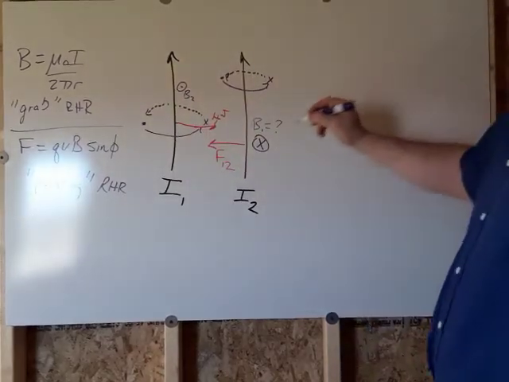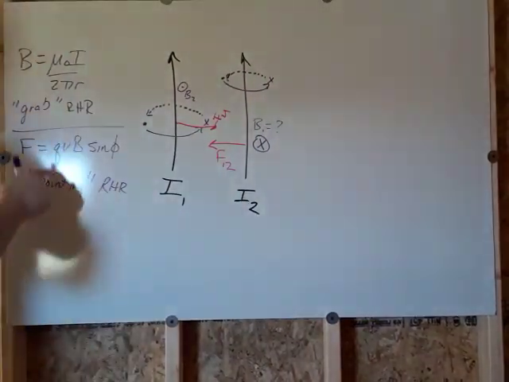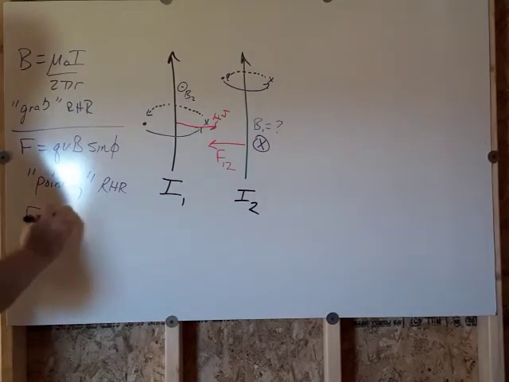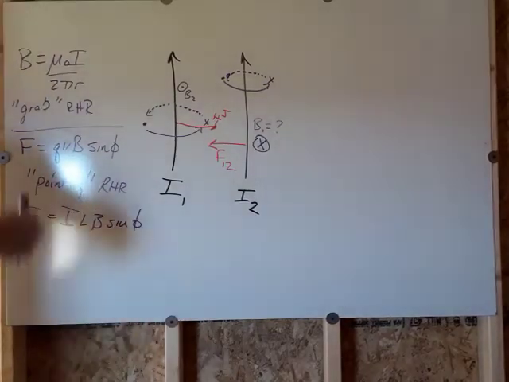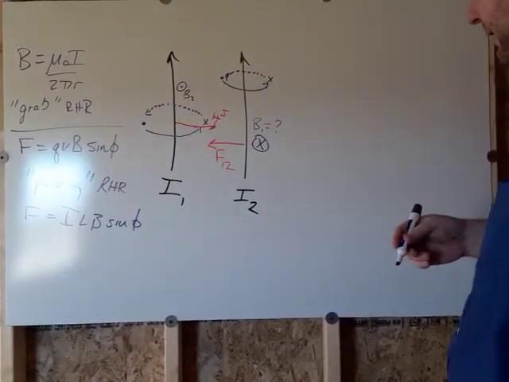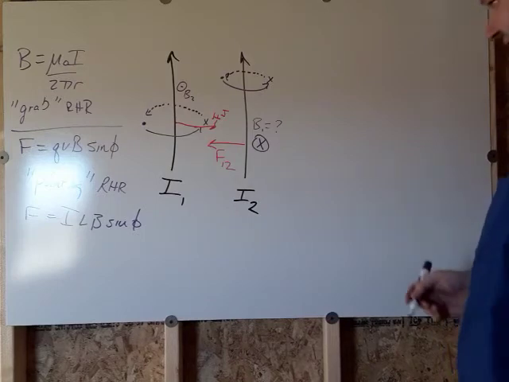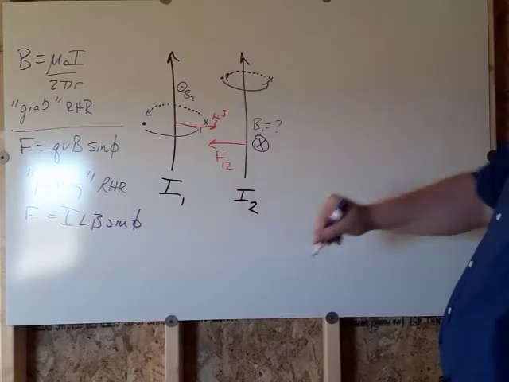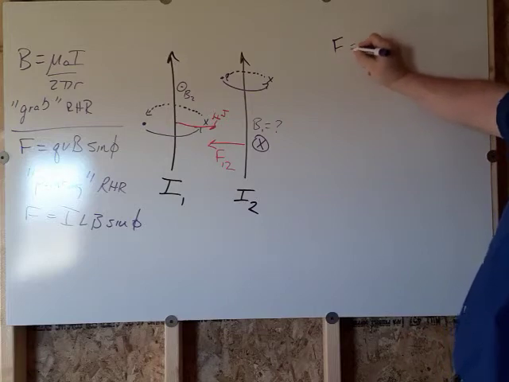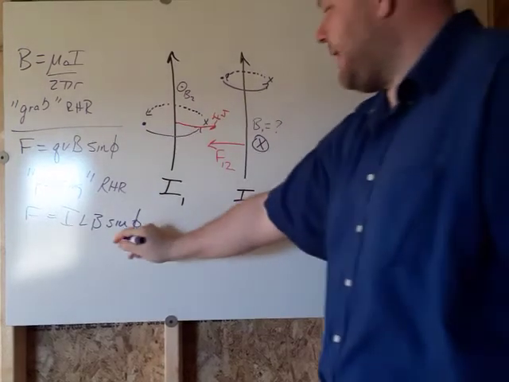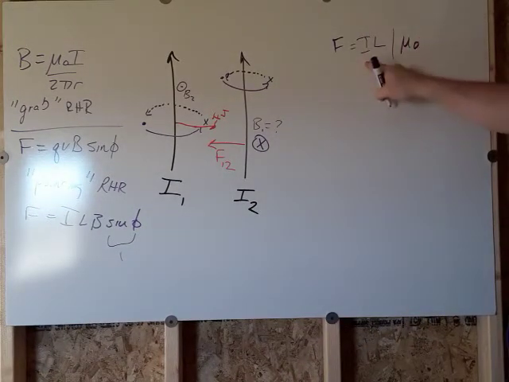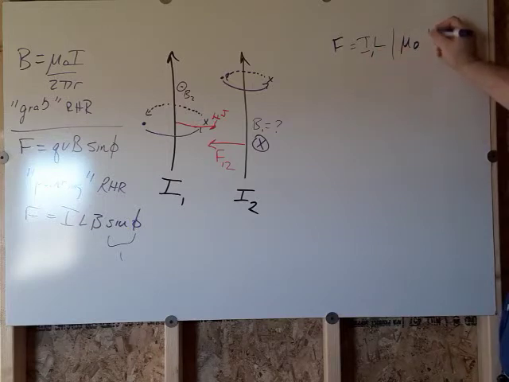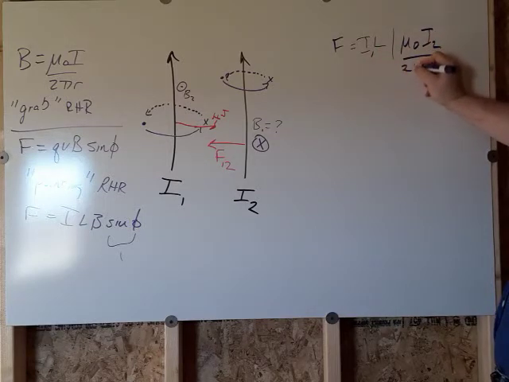By the way, the force equation you want here is not this. It's F is ILB sine phi. We focus so much on dealing with the force on a charge, and then when we switch to currents, we never quite get around to saying, oh, we're doing currents now. We're just going to substitute in for B, and we're going to say sine phi is 1 here. So this is the force on 1. It's going to be mu naught I2 over 2 pi r.